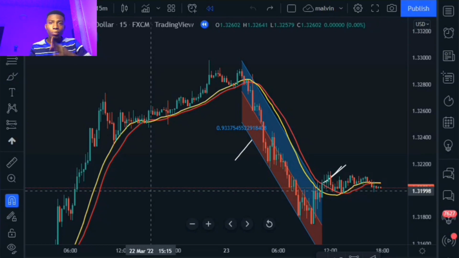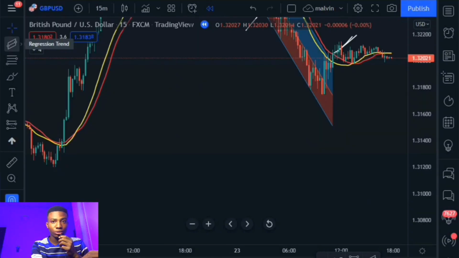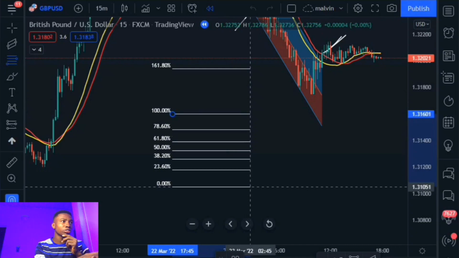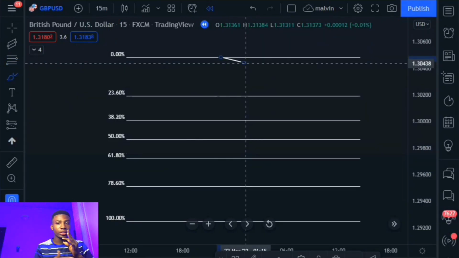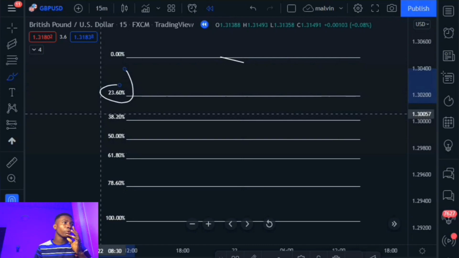The second part of the strategy we're going to be using is what we call the Fibonacci retracement. The Fibonacci retracement is a tool that helps you find the retracement in the market. Since we're using TradingView, we go to this section right here and bring out the Fibonacci retracement tool. The 0.0% is where you have to place it, at the beginning of the trend, where the trend started. We have the 23.6, the 38.2, the 50%, 61.8, 78.6, and 100%.